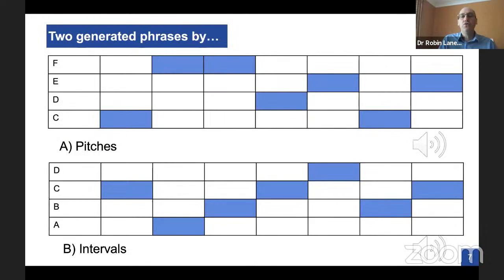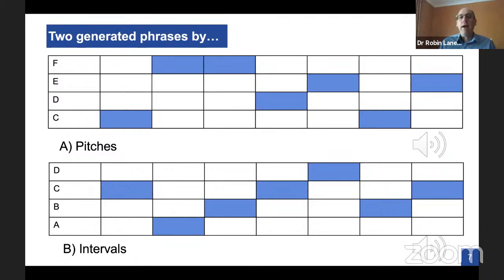So let's think about these 2 phrases that we've generated. Again, I've tried to draw them in a diagram. At the top, you can see what I generated from the pitches model, and below is what I generated from the intervals model. Now, if I look at the intervals diagram, I can see that gently rising section in the middle. So I'm able to describe this structurally. If I look at the top, it's not so easy for me to find an easy structural description of that.